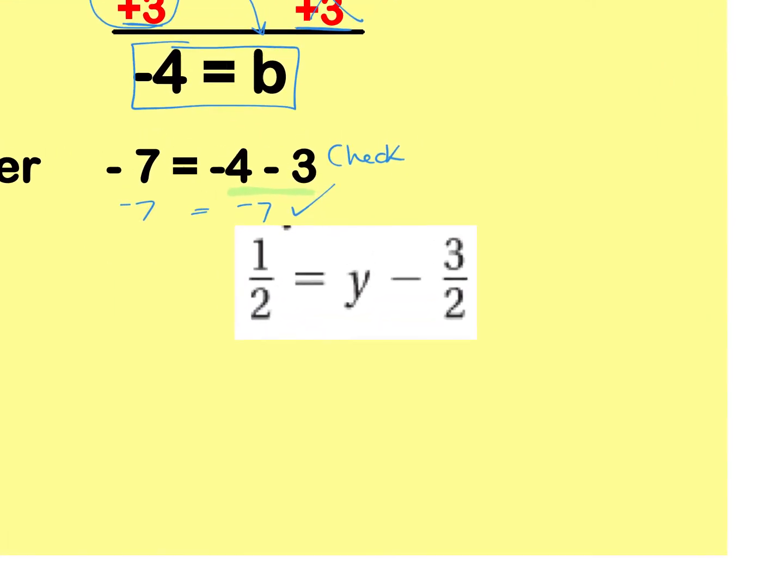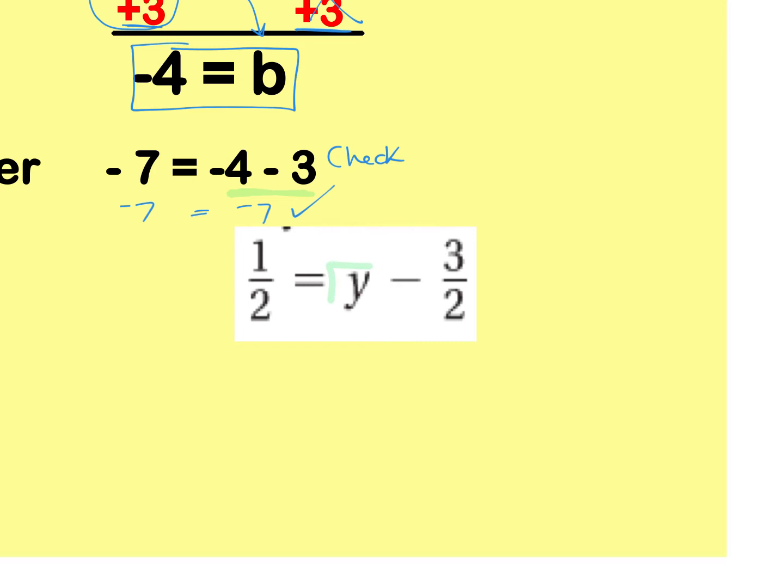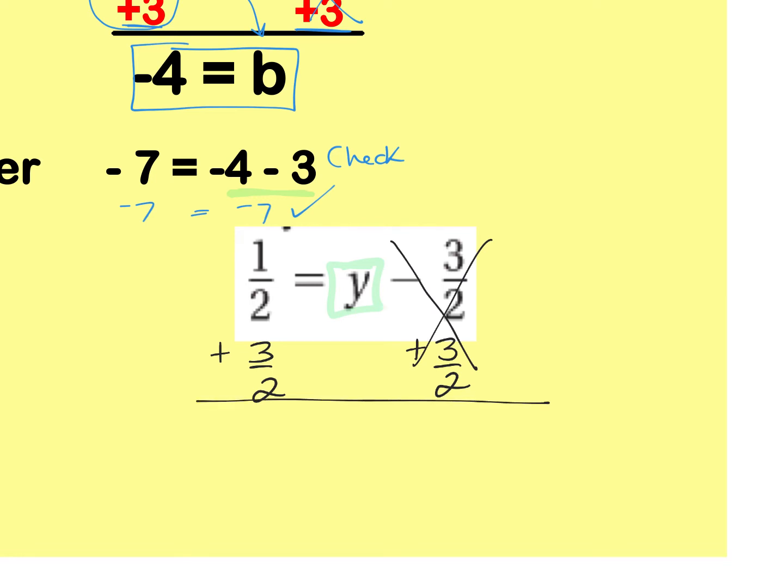Over here, I need to get y by itself. So I have to move negative 3 halves. The opposite of negative 3 halves is going to be positive 3 halves. On the right, negative 3 halves and positive 3 halves will cancel out. So my y just comes down. And on the left-hand side, I'm adding 1 half plus 3 halves. That gets me 4 halves.